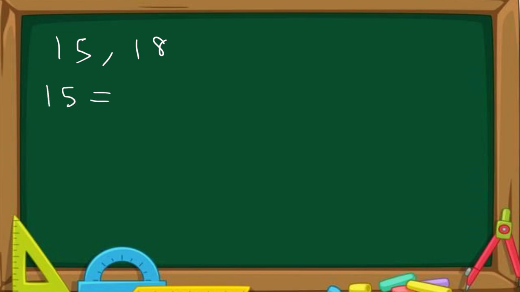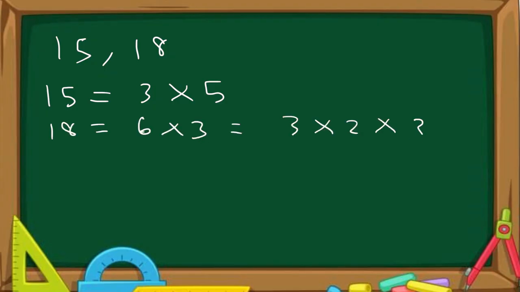So 15 is simply 3 times 5. We can't break it down any further than that. 18 is 6 times 3, and 6 is 3 times 2, and then we still have the other 3. So 3 is the only common factor in 18 and 15. It's the greatest common factor, and so that's the GCF. The answer is 3. Now what about 24 and 40?